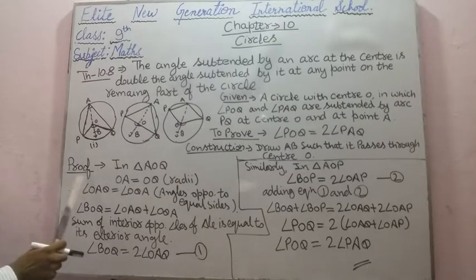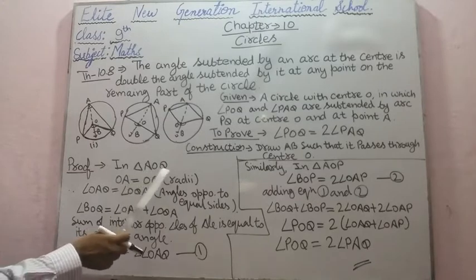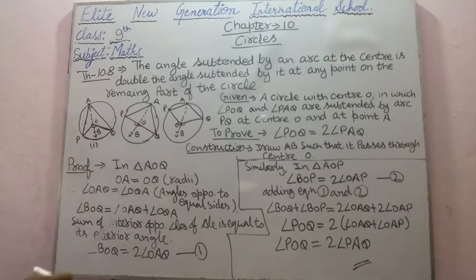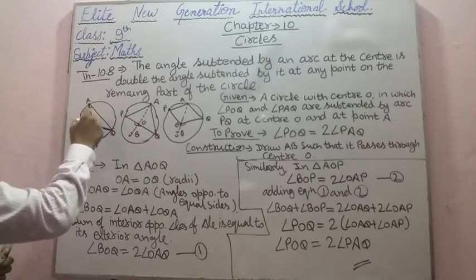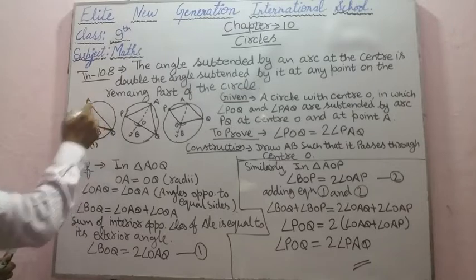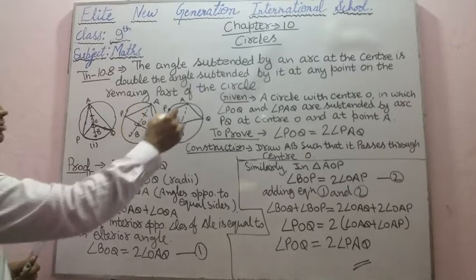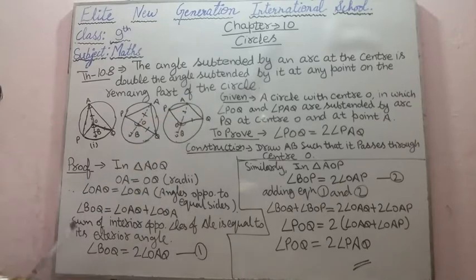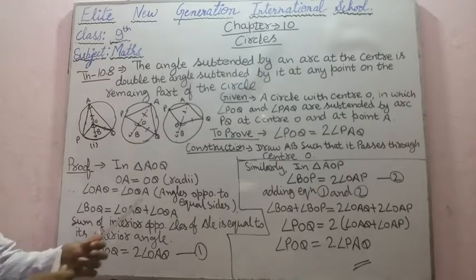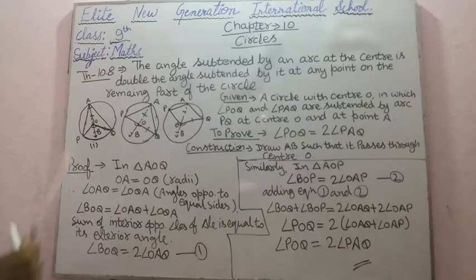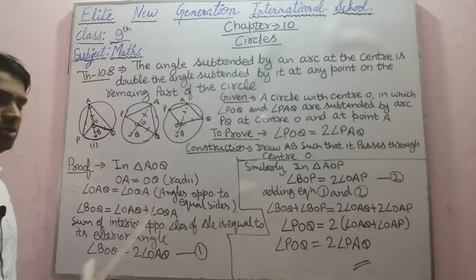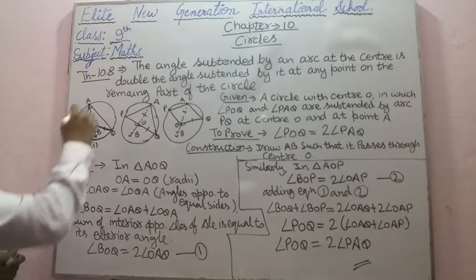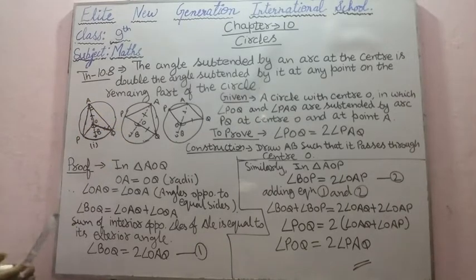Now, in the proof, first of all, in triangle AOQ we have OA equal to OQ, as they are radii of the same circle. If these two sides are equal, then angle OAQ will be equal to angle OQA. Why? As we know, the angles opposite to equal sides are equal. So these two angles will be equal in all the cases.